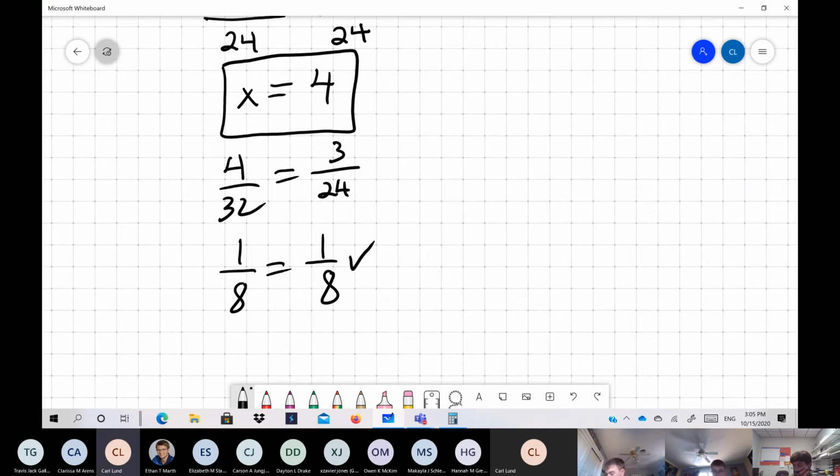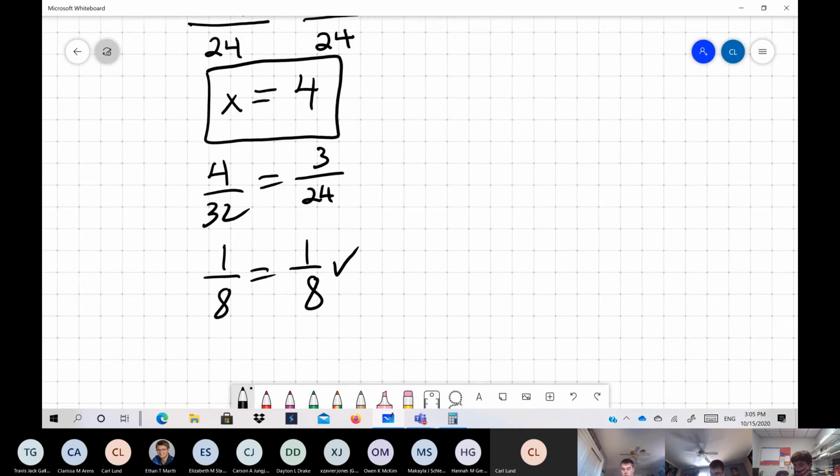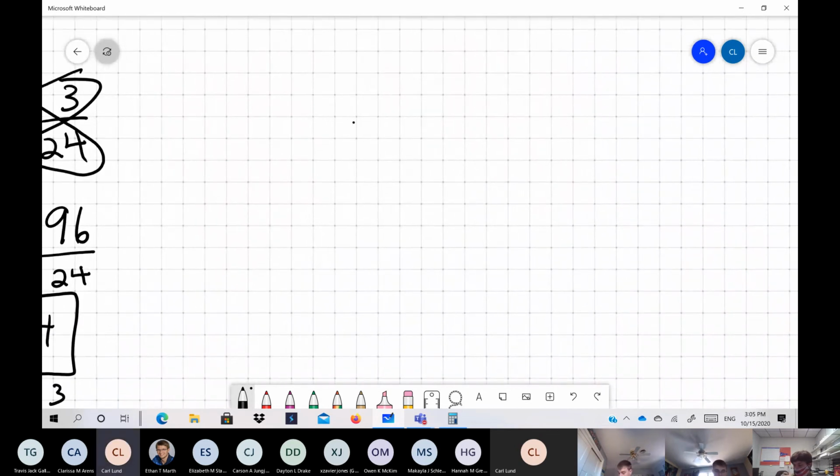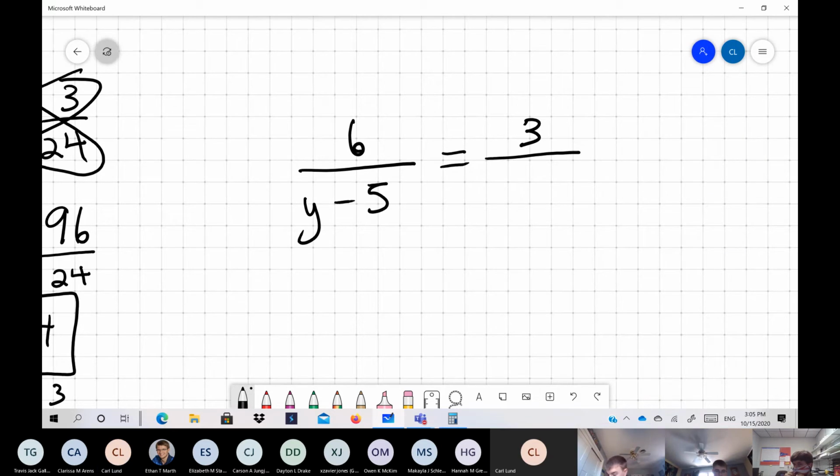Now, a little bit trickier is proportions involving fractions. I'm going to do one where our answer is probably going to have a fraction in it too, because I'm changing this a little bit from what your book has. Let me change it a little bit more. We'll see how that works.